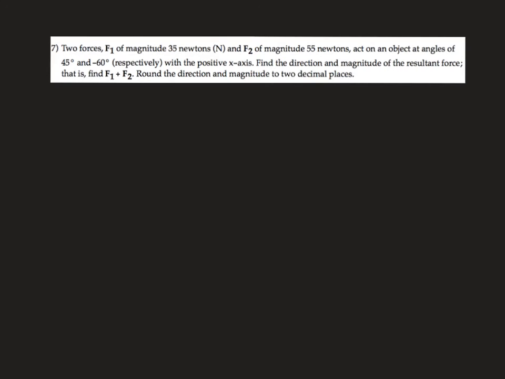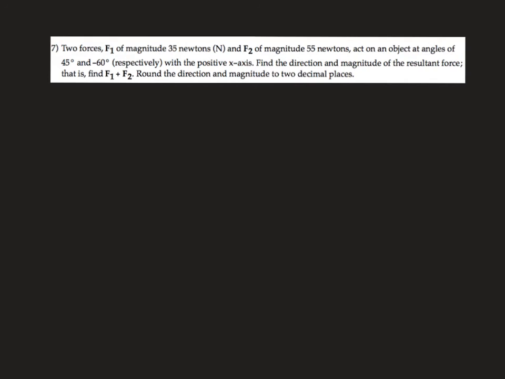All right, two forces, F1 of magnitude 35 newtons and F2 of magnitude 55 newtons act on an object at angles of 45 degrees and negative 60 degrees respectively with the positive x-axis. Okay, find the direction and magnitude of the resultant force, that is, find F1 plus F2, and round the direction and magnitude to 2 decimal places.